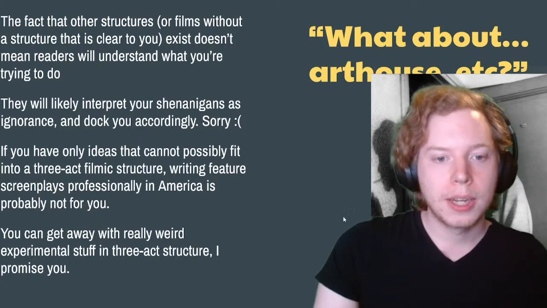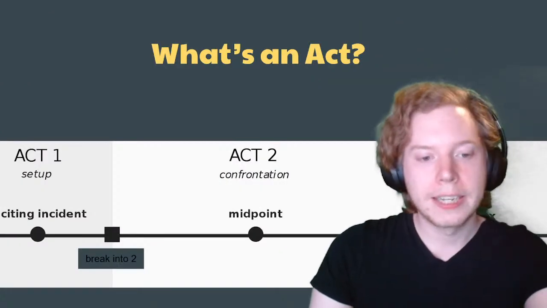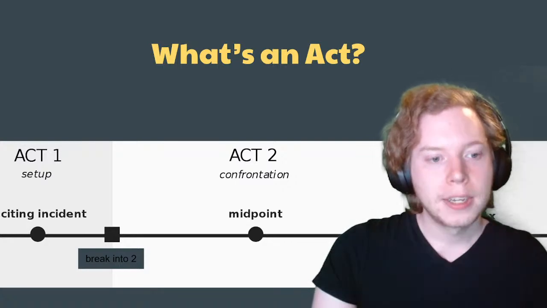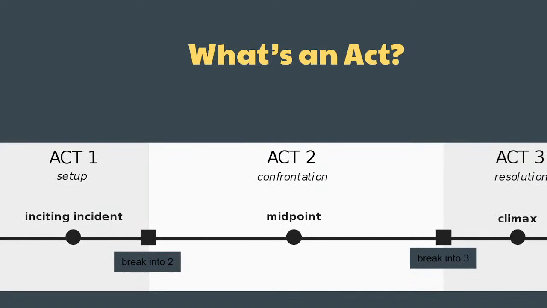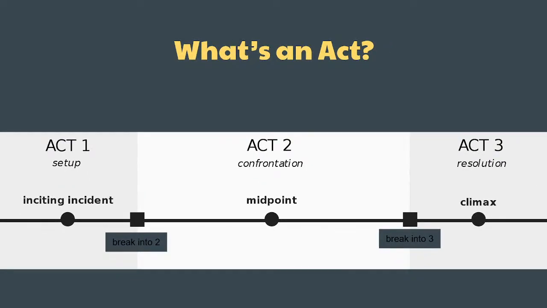Okay, so that's just a note on that sort of stuff. Let's go into nitty-gritty act stuff. So what's an act? It's a sequence, because a sequence is just a group of scenes, right? A movie is comprised of many different sequences. The biggest sequences are going to be the acts, though. An act is a group of scenes.